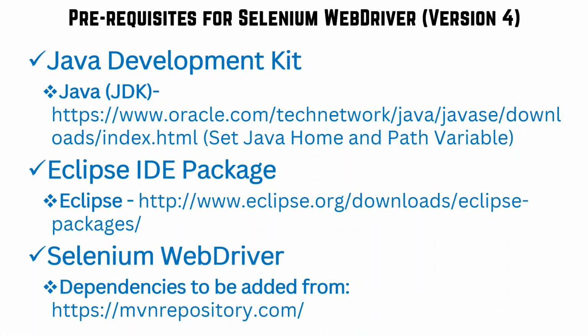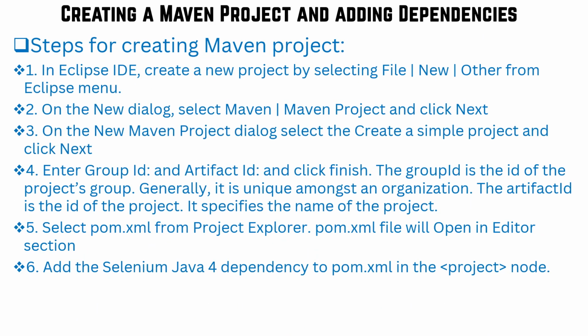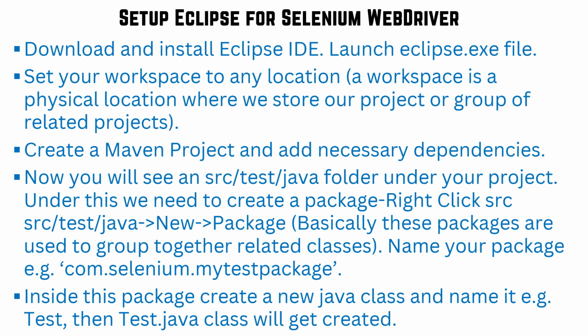The dependency is to be added from the Maven repository. Once Java is installed, you can set the Java path and home variable, and then open Eclipse. You can create a project, a package, and a class. You can add the Maven Selenium Java dependency in the Maven pom XML file. After that, you can try to create your code in the class.